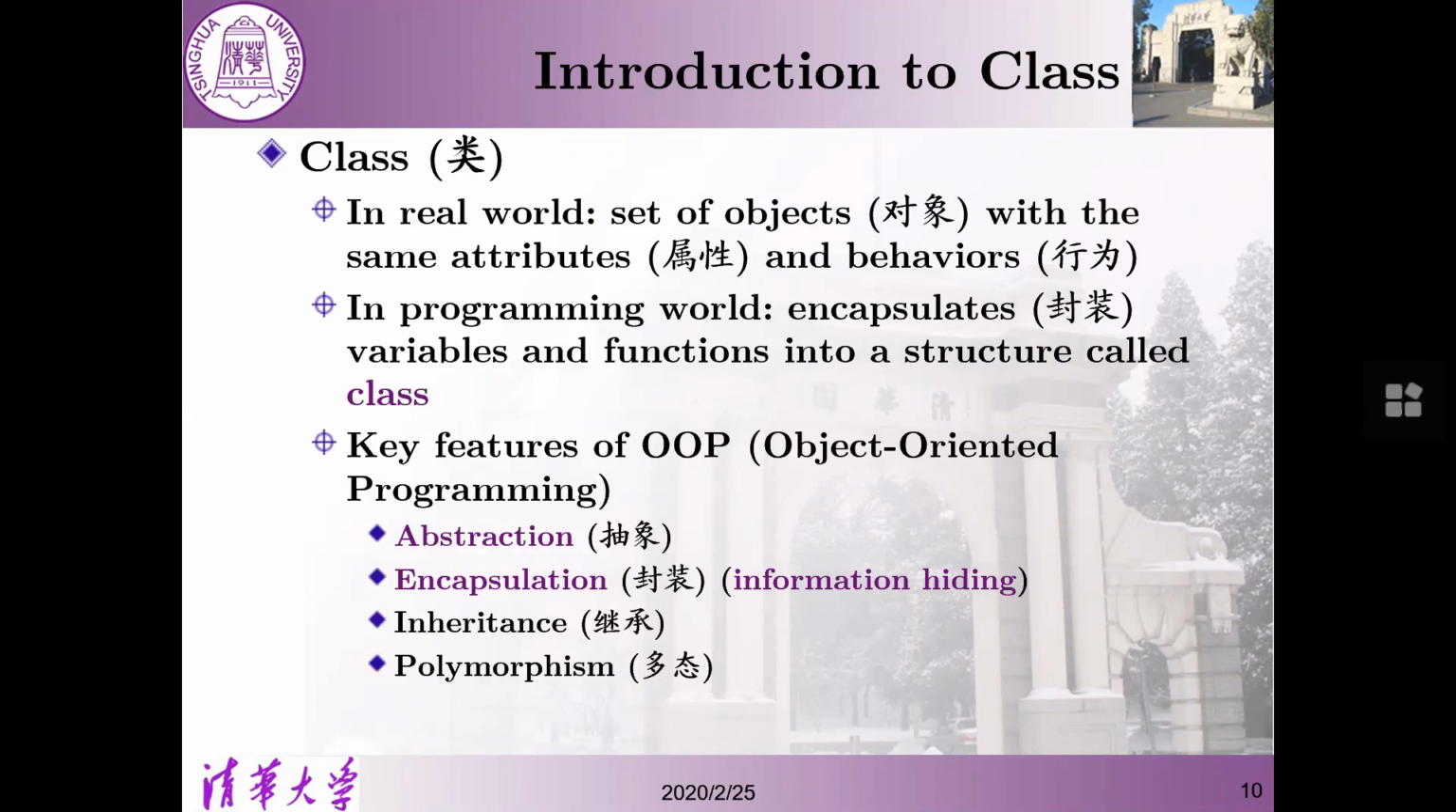There are some key features of object-oriented programming. The first one is abstraction, and the second one is encapsulation. We will learn these today. And inheritance and polymorphism, we will learn in later classes.